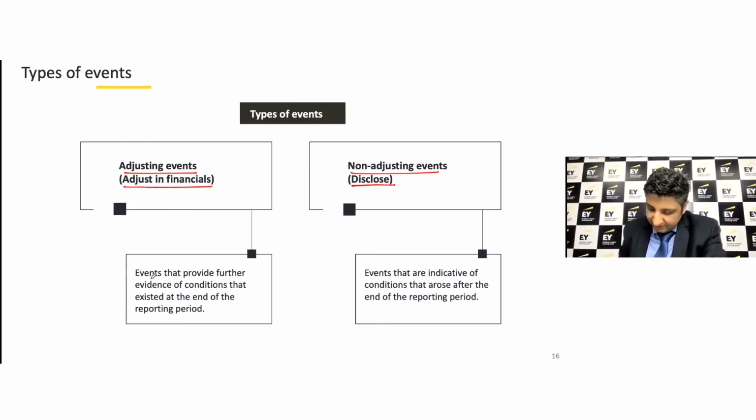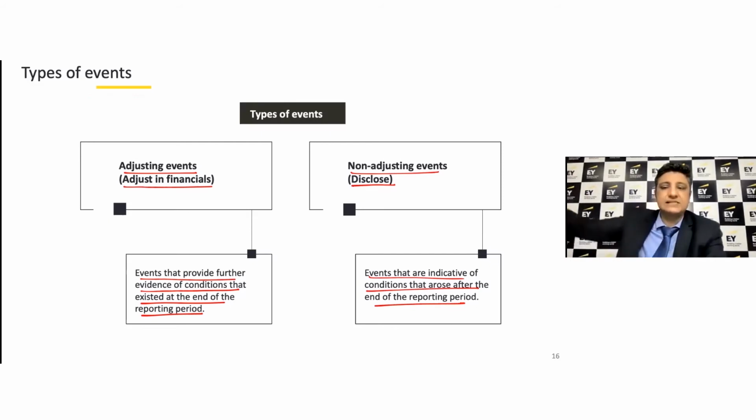So what is the meaning of an adjusting event? We say these are events that provide further evidence of conditions that existed at the end of the reporting period, where there are circumstances which suggest that such events are likely to take place. When these circumstances exist at the end of the reporting period, we need to adjust the financial statements. But in case there are conditions which only arise after the end of the reporting period, then we do not adjust those financial statements, but we give detailed disclosures about that.